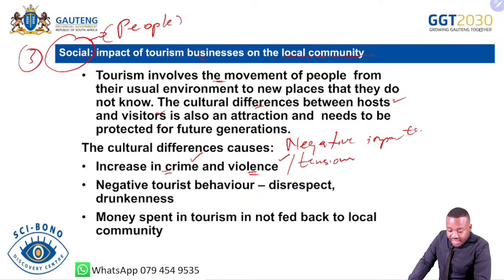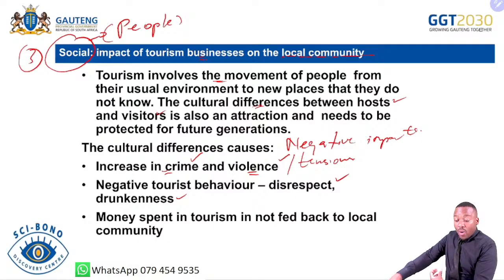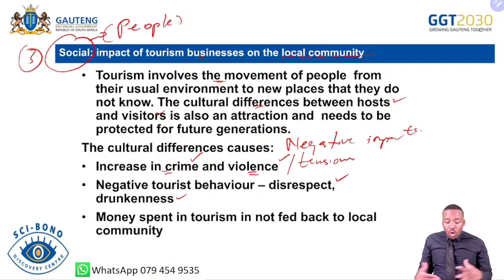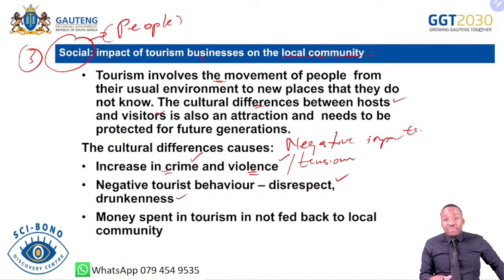The third negative impact of tourism on the social pillar is negative tourist behavior, such as disrespect and drunkenness. Tourists end up disrespecting the locals. We end up disrespecting the wild animals wherever we are visiting the parks. People end up drinking too much and so on. And all of that is because of what? Tourism at times.